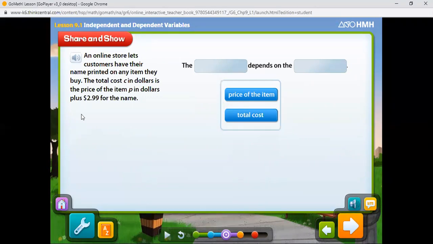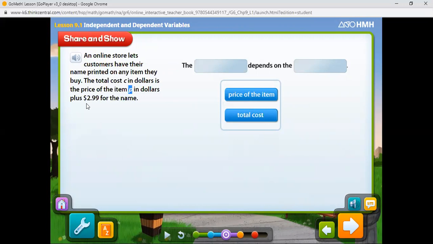Okay, so here we have an online store that lets customers have their names printed. As you know, we also get many things here where we can print our names, print our pictures on mugs and all this. So the total cost of printing is C. Here they already gave you the variable, you don't need to choose it, it is the price of the item, P, in dollars, plus 2.99 for the name. So the total cost of getting something printed depends on the price of the item plus 2.99 for the name. So plus 2.99 you have to pay.